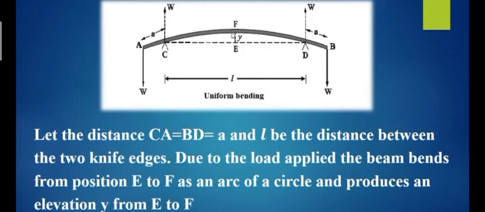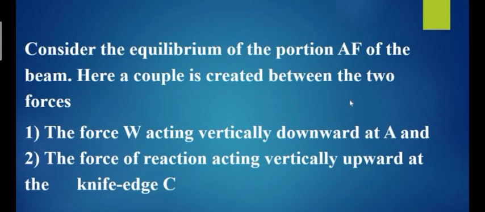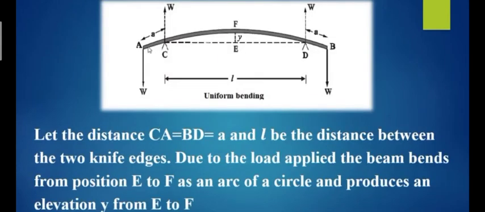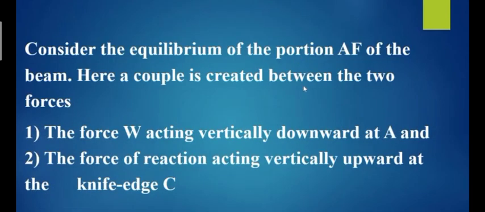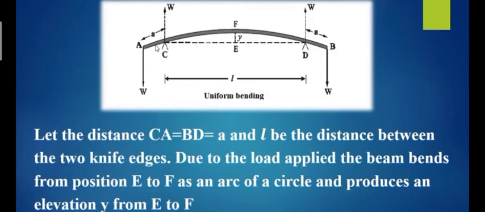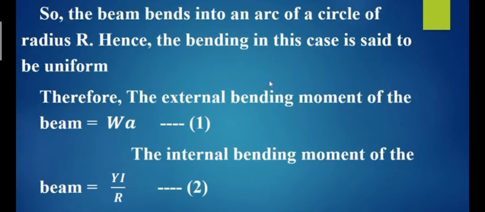Due to the load applied, the beam bends from the position E to F as an arc of a circle and produces the couple. Consider the equilibrium position. The force W acts vertically downward at A, and the opposite reaction is produced at C in the upward direction. So the beam bends into an arc of a circle of radius R. Hence the bending is said to be uniform.